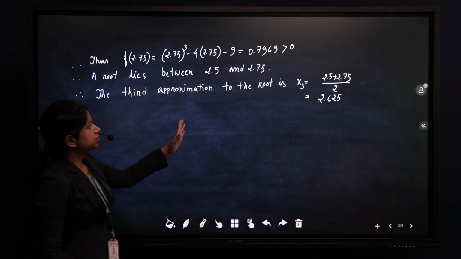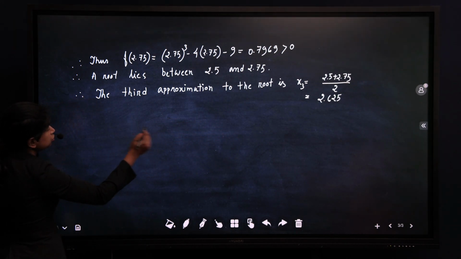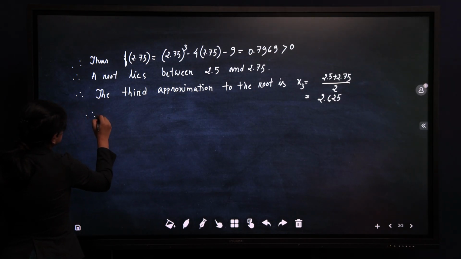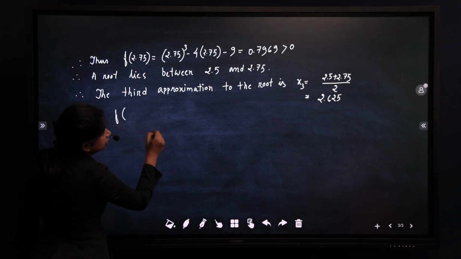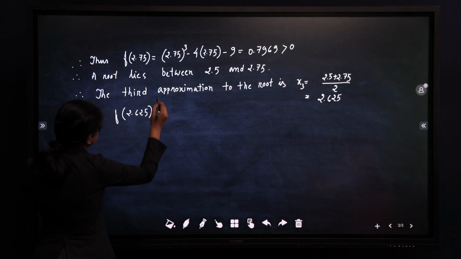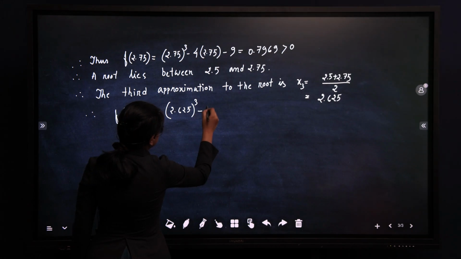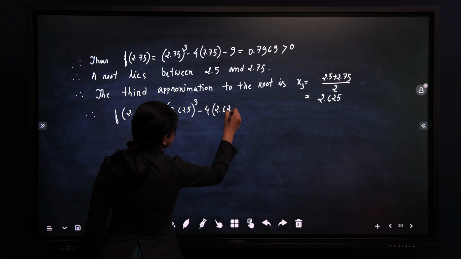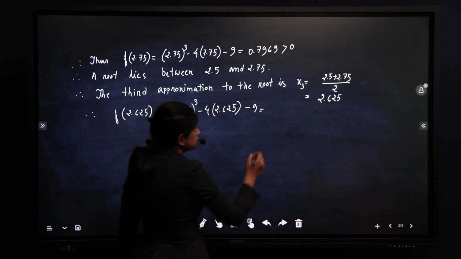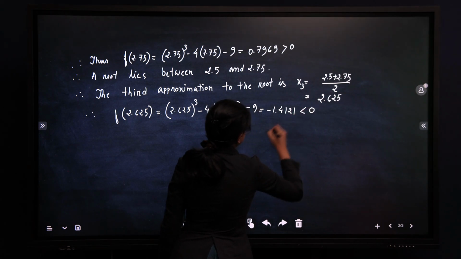So the third approximation to the root is x3 equal to 2.625. Now we need to check what is the function value at this x3. Therefore, f of x3. What is x3? x3 is 2.625. So this will be 2.625 whole cube minus 4 into 2.625 minus 9. So this will give you minus 1.4121, that is negative. Okay.